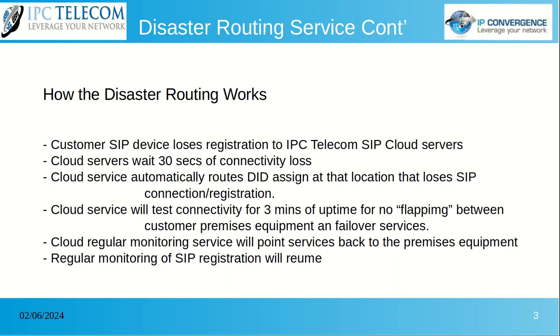Once again, the cloud service will test that connection every 3 minutes. Make sure that the other registration hasn't reestablished. We do that for a minimum of 3 minutes just to make sure there's no flapping between the services going up and down. After the registration has been reestablished and those 3 minutes have passed and the system has tested that it's good to go, it'll automatically reestablish calls back to your primary configuration, obviously back to your phone system or whatever device that was the registration SIP device endpoint for that. And then the cloud service once again goes into a monitoring mode, monitoring to see if there's any loss for that connection.